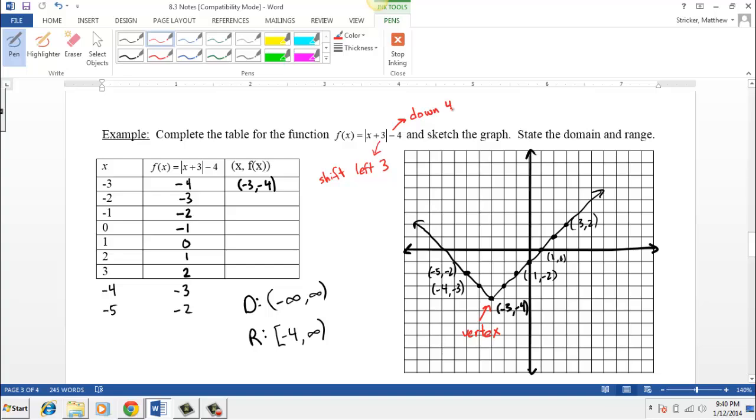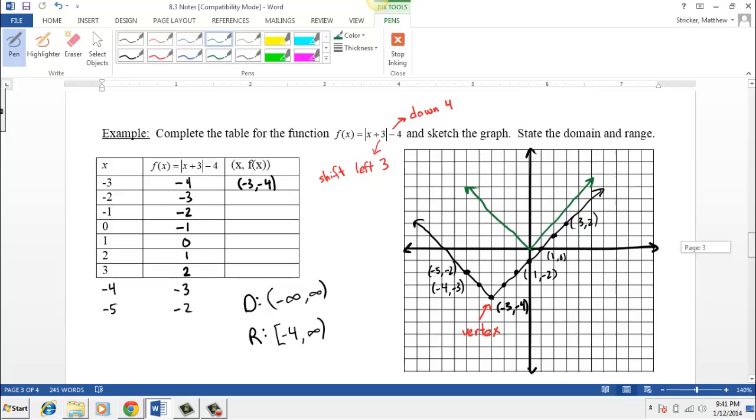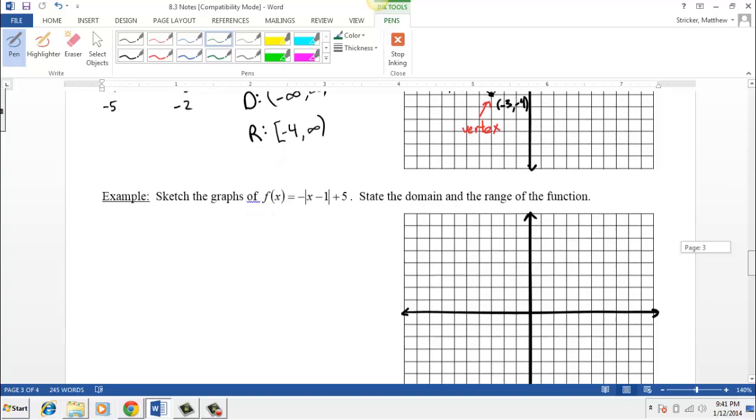And so what we can do is take that last graph. Let me just kind of sketch it real quick here in green. Remember, it looked like this. It was still the V shape, but it had the vertex at 0, 0. Basically, we just take that whole graph and we shift it left 3 and down 4, and we get this new graph. Let's take a look at one more of these. Similar idea, just one thing that's slightly different.